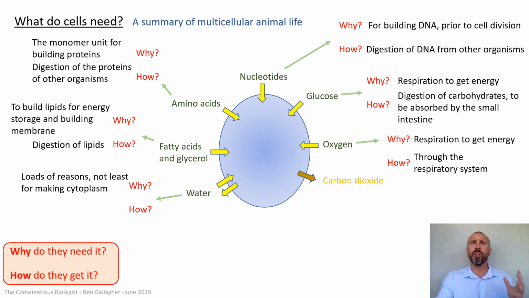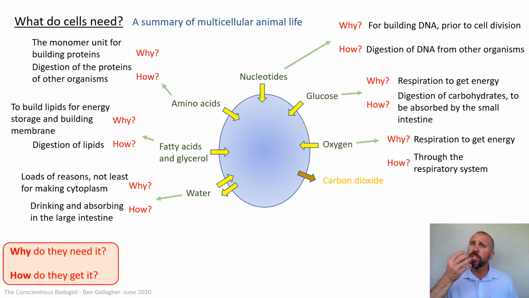Why do you need the water? There's loads of reasons, so we're not going to list them all off. But not least, you need water for making the cytoplasm so that there's liquid inside the cell so everything can float around. How do you get it? Largely from drinking. You also get a lot of your water from food. So obviously if you're eating these cells, there's the cytoplasm of those cells that you're eating, which is largely made of water. So a huge amount of your food is water. So don't just think of the water that you take into your body as drinking. There's also a lot of water in the cells in the food that you're eating.